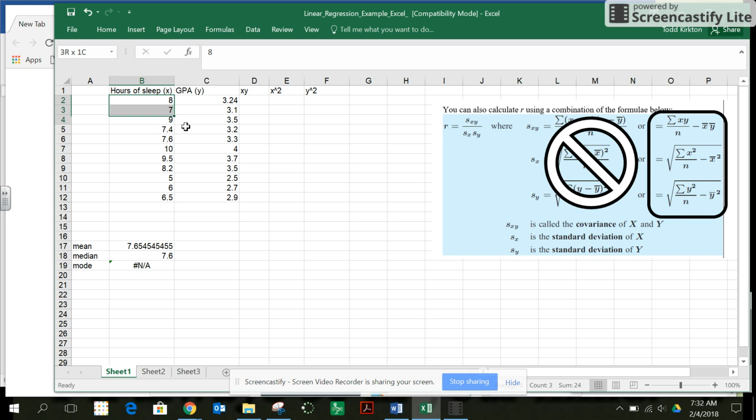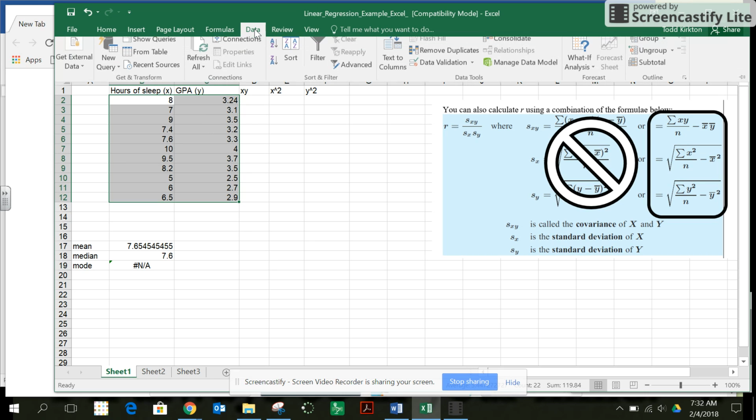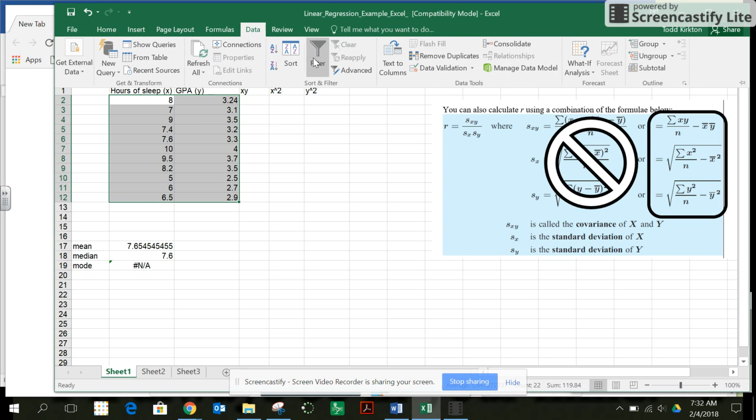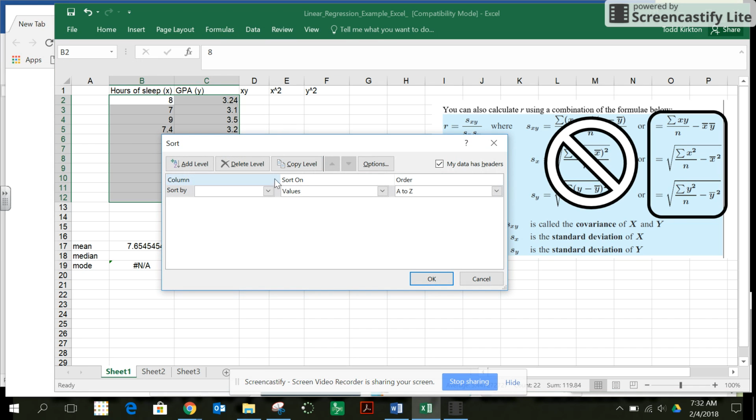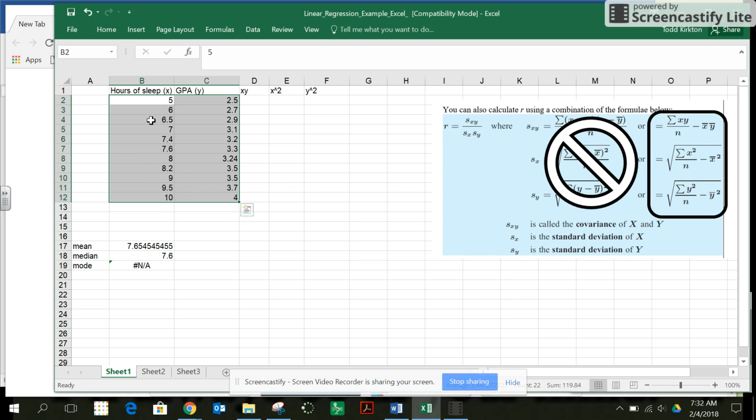The other thing you may want to do is to sort your data. If you want to sort your data, make sure you highlight it all so that the data values stay together. We'll sort by hours of sleep. So now it's least to greatest, but it kept the values together.